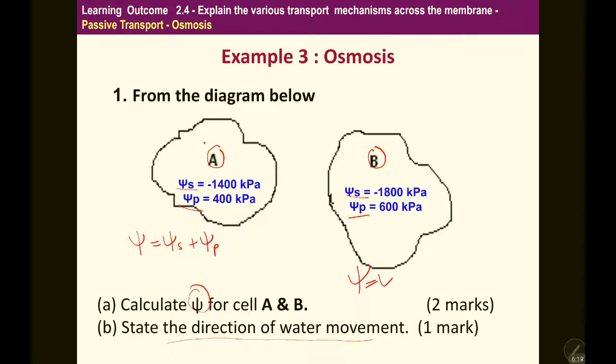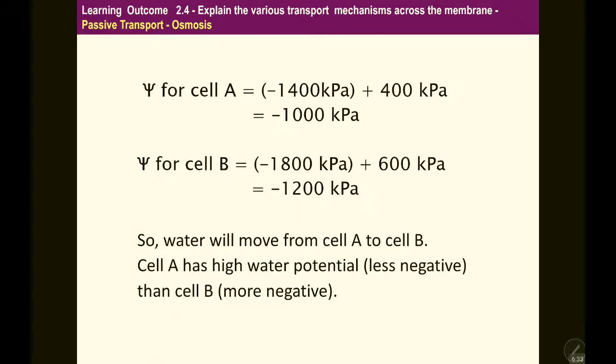Okay, psi equals psi S plus psi P. So you will get the water potential for cell A, and you will get the water potential for cell B. If we compare cell A and cell B, cell A is negative 1000 kilopascal, cell B is negative 1200 kilopascal. So which side has higher water potential?